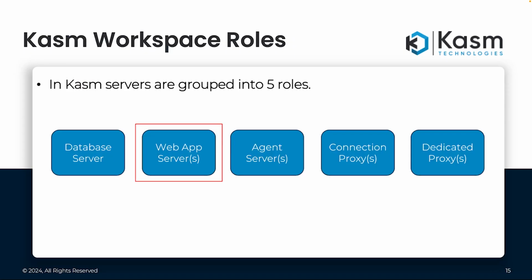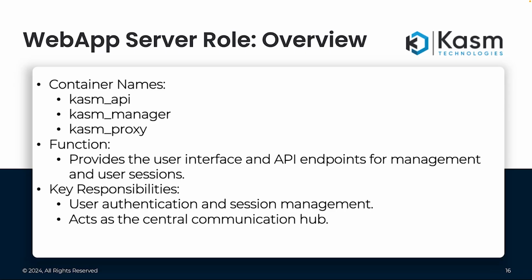Next, web app roles. Okay, for the web app, we actually have 3 containers that get deployed: Kasm API, Kasm Manager, and the Kasm Proxy. Again, functionality here is it provides the actual user interface as well as the admin interface where you're actually logging in, viewing your workspaces, setting up your configurations. And then the APIs for managing the endpoints, the servers within the environment, the related Kasm Workspaces that are being deployed. All of that comes back into this system and is managed through there. So again, key responsibilities: user authentication, session management, and it kind of acts as the central communications hub within all of the services within Kasm.